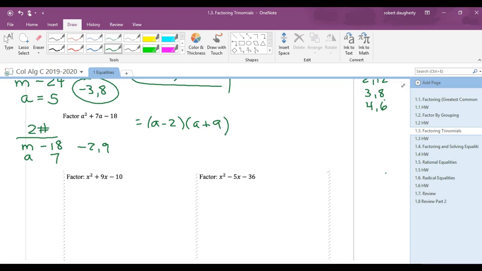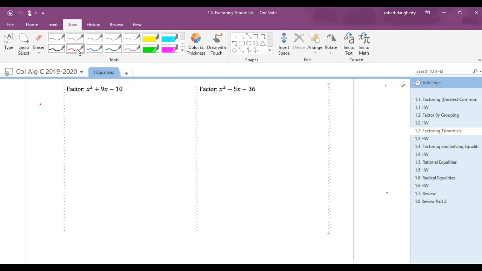The x got replaced with an a. Okay, the next one here. You guys work on these two, okay? I'm going to pause for a second. You're looking for two numbers that multiply to negative 10 and add to 9. The only factors of 10 are 1 and 10 and 2 and 5. Right? How can you combine those so that you get a 9? Yeah, 10 minus 1.